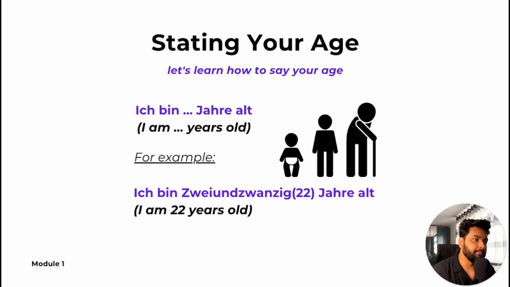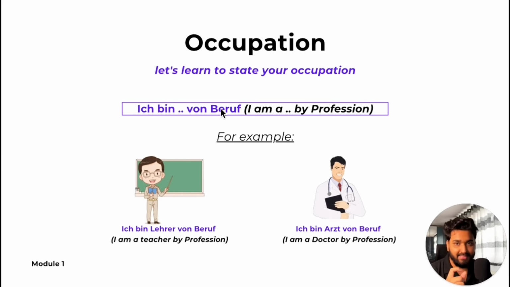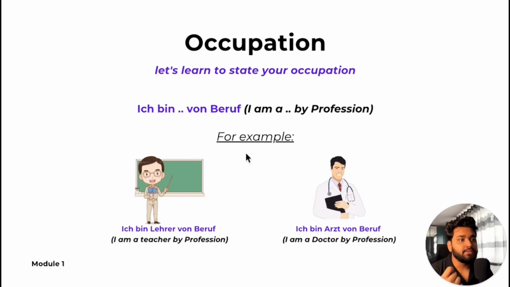Yeah? Okay. Occupation. Let's learn to state your occupation. Ich bin ... von Beruf. That's the same thing. In this gap, you will just put what you do as a profession. For example, ich bin Lehrer von Beruf. Lehrer is the word for teacher in German. How to say teacher in German? You will say Lehrer. For that, you will say ich bin Lehrer von Beruf. Or you can also say ich bin Arzt von Beruf. You can just put your profession, what you do, and then the rest is the same. Ich bin ... von Beruf.